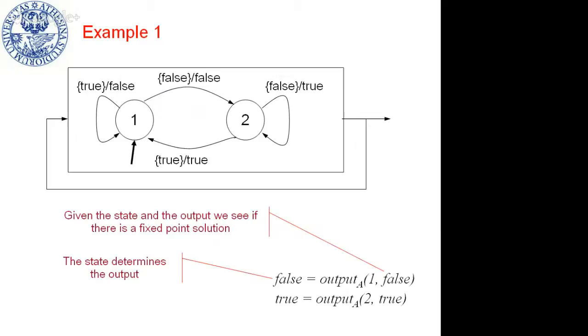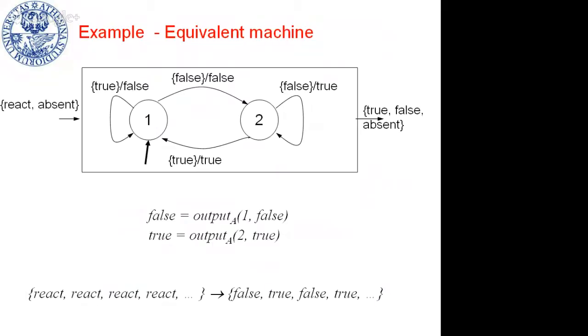Or, if you prefer, that the composition is well-formed, meaning that the fixed point equation has one and only one possible solution. Now, if you consider this other state machine here, you will see, okay, this is exactly the same.